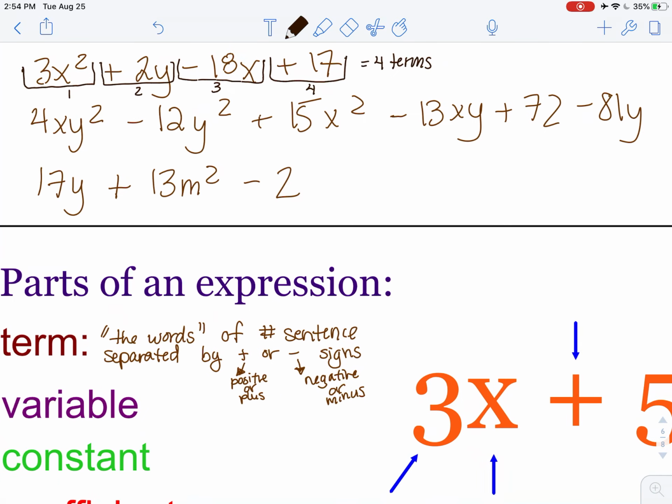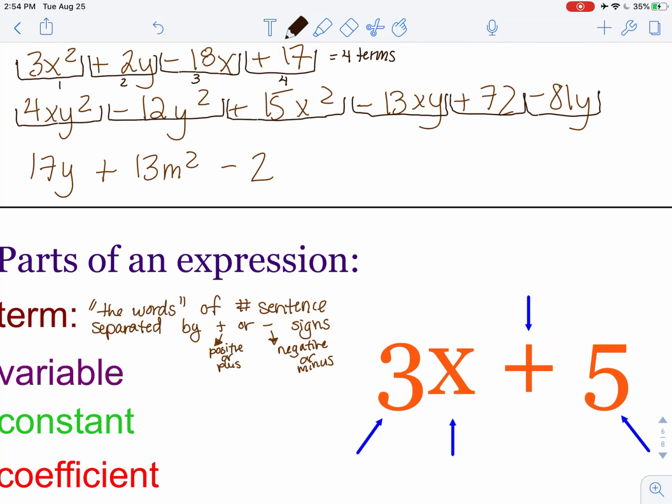If we look at the one underneath it, again, we start and we go until right before that negative sign. And I include that negative sign in my next one. Because when I'm looking at terms, I don't want to look at it as a plus or a minus. I want to look at it as a positive or a negative. So here I have positive 4xy squared, negative 12y squared, positive 15x squared, negative 13xy, positive 72, and negative 81y. And so here I have 6 terms.